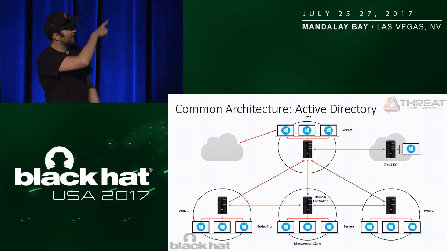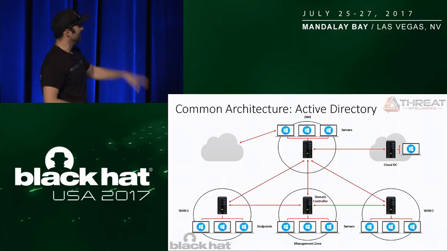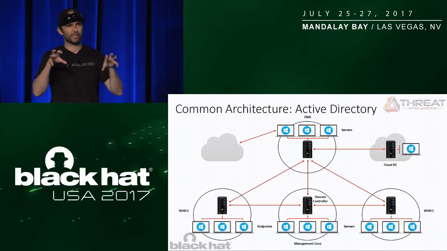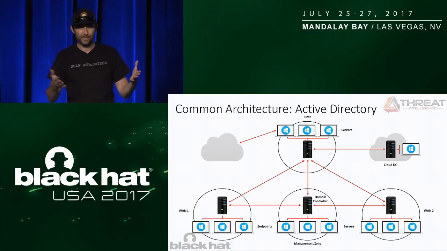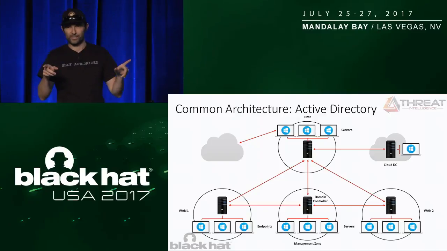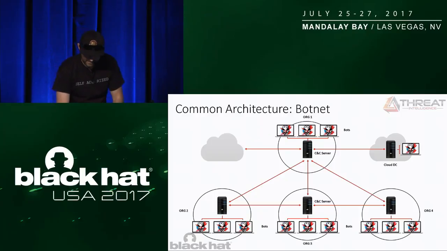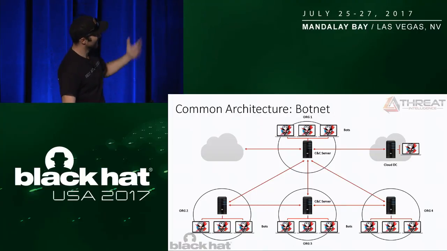And you can see each of the domain controllers can talk to each other, as well as out to the cloud. And each of the systems in each of the different security zones can talk to the domain controllers, but not talk to each other. But the domain controllers can talk to each other, right? So let's have a look at a common botnet architecture. Wait a minute. That looks very familiar. Active Directory, botnet architecture.